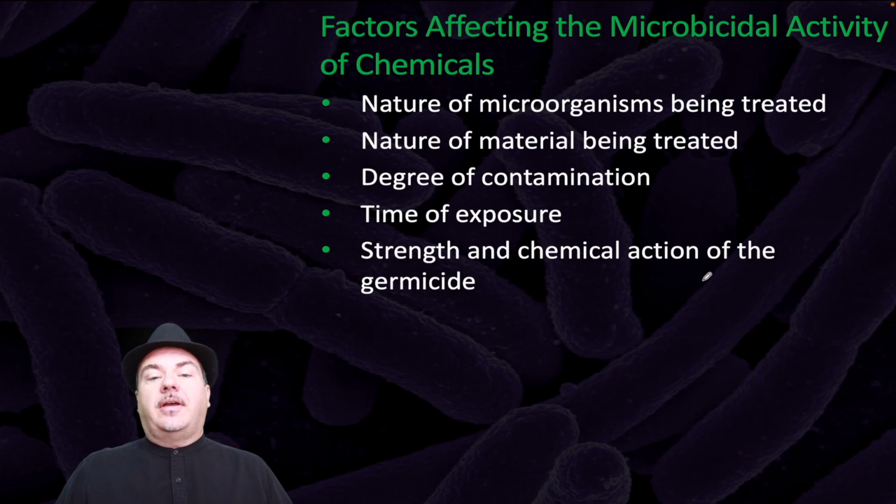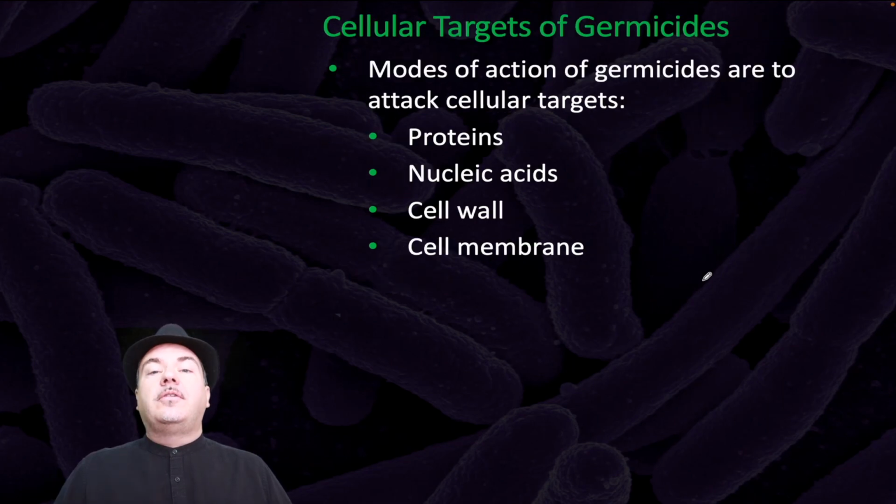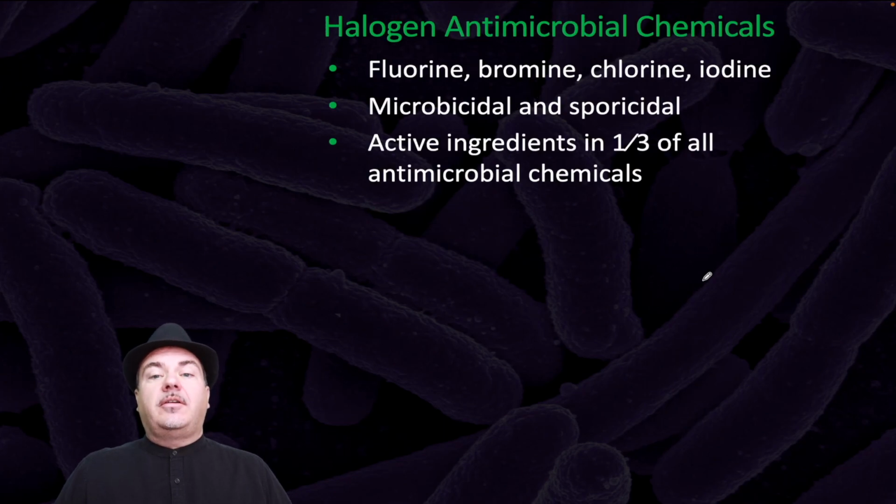Factors affecting microbicidal activity of chemicals include nature of the microorganisms being treated, nature of the material being treated, degree of contamination, time of exposure, strength and chemical action of the germicide. Modes of action of germicides are to attack cellular targets such as proteins, nucleic acids, cell wall, and the cell membrane. Alright, so now let's begin our discussion of the different types of chemical germicides.